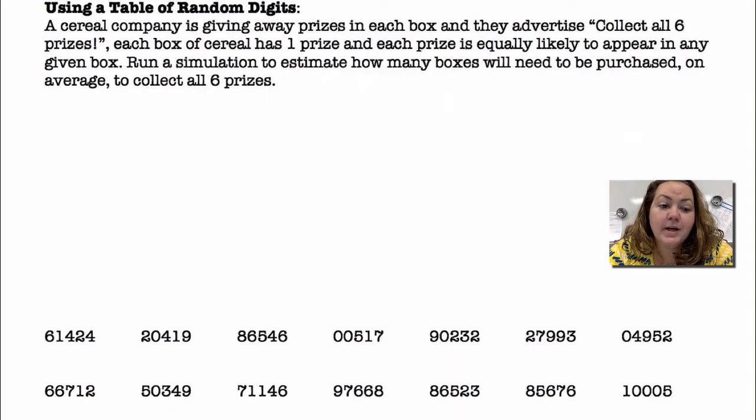All right, another way to do a simulation is to use a table of random digits. So a cereal company is giving away prizes in each box, and they advertise, collect all 6 prizes. Each box of cereal has 1 prize, and each prize is equally likely to appear in any given box. Run a simulation to estimate how many boxes will need to be purchased on average to collect all 6 prizes.